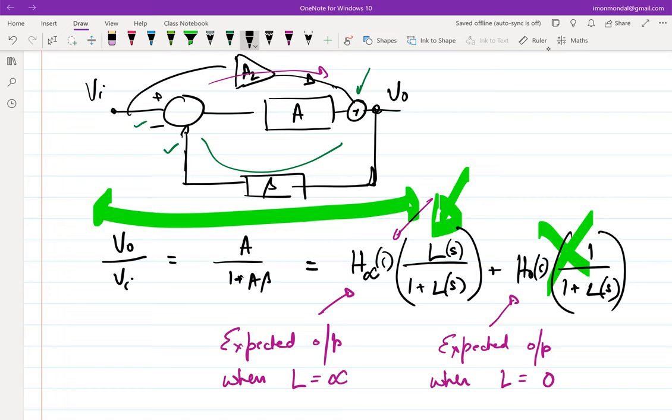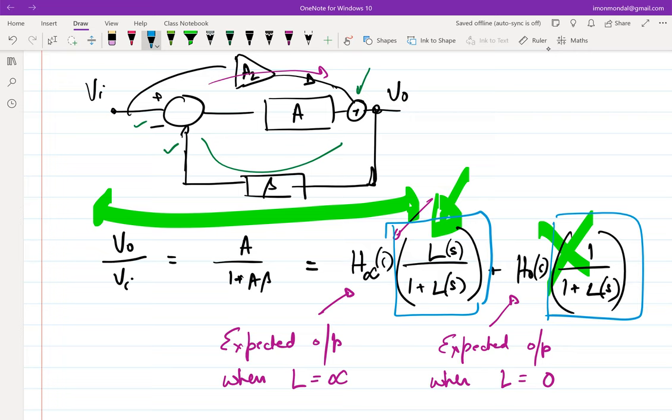So what is the expected output if everything is ideal, that is, gain is infinity? Then there will be some correction factor because my outputs are not infinity. So these terms are often called correction factors. Essentially, with respect to ideal, you multiply with some correction factor and you get real.